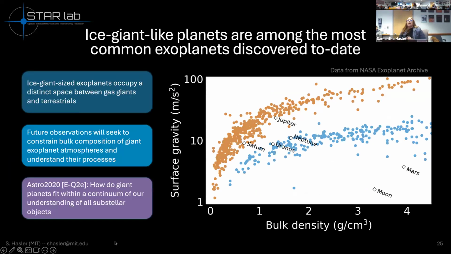Additional motivation, of course, is that ice giant-like exoplanets are among the most common planets to have been discovered to date. I'm illustrating that with the surface gravity versus bulk density plot here, where the ice giants in blue carve out this distinct region of space compared to the gas giants in orange, or terrestrial planets, where the Moon and Mars are plotted for reference. Future observations will seek to constrain the bulk composition of these planets' atmospheres and understand their processes, and this was specifically called out in the decadal survey. So how can we place these planets within a continuum of our understanding of substellar objects?